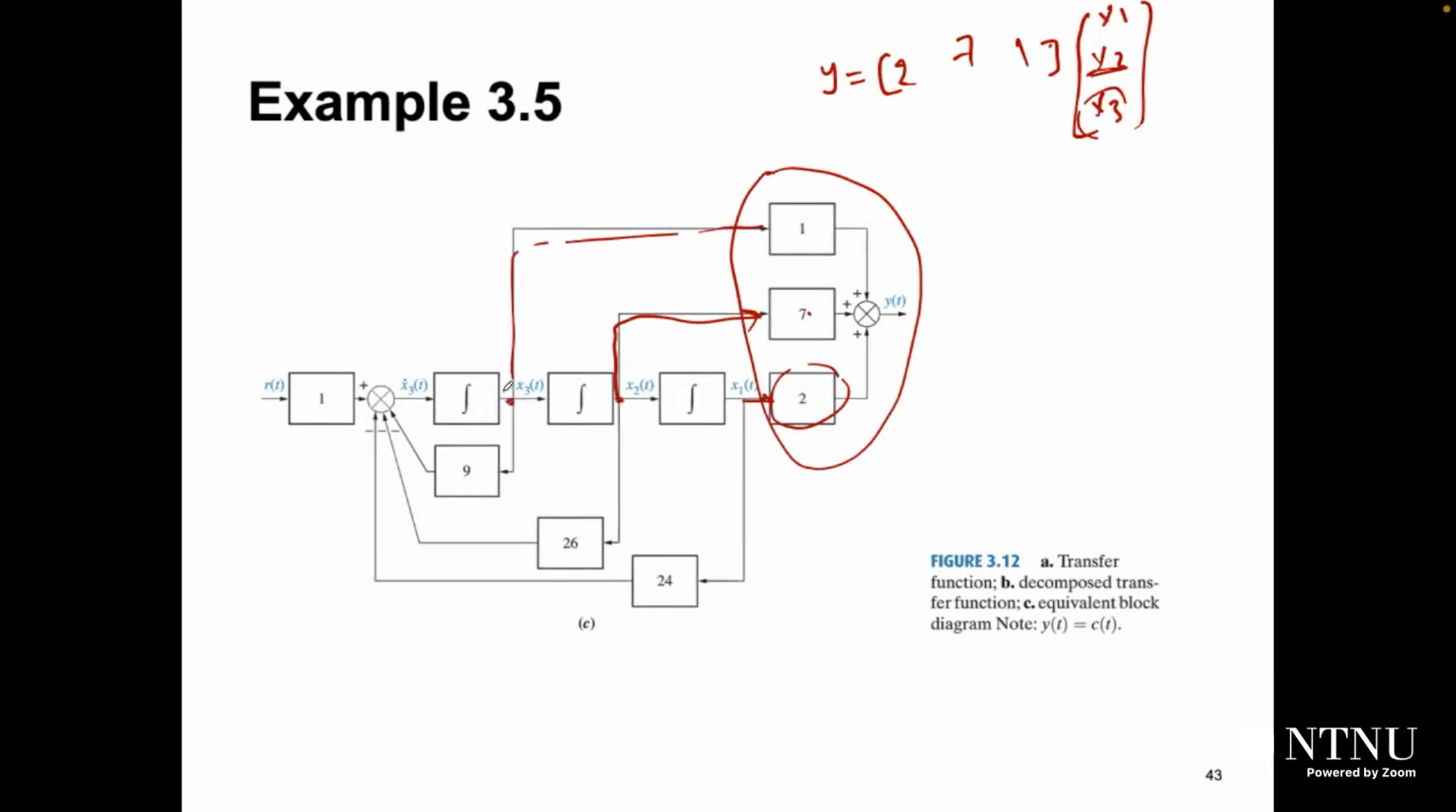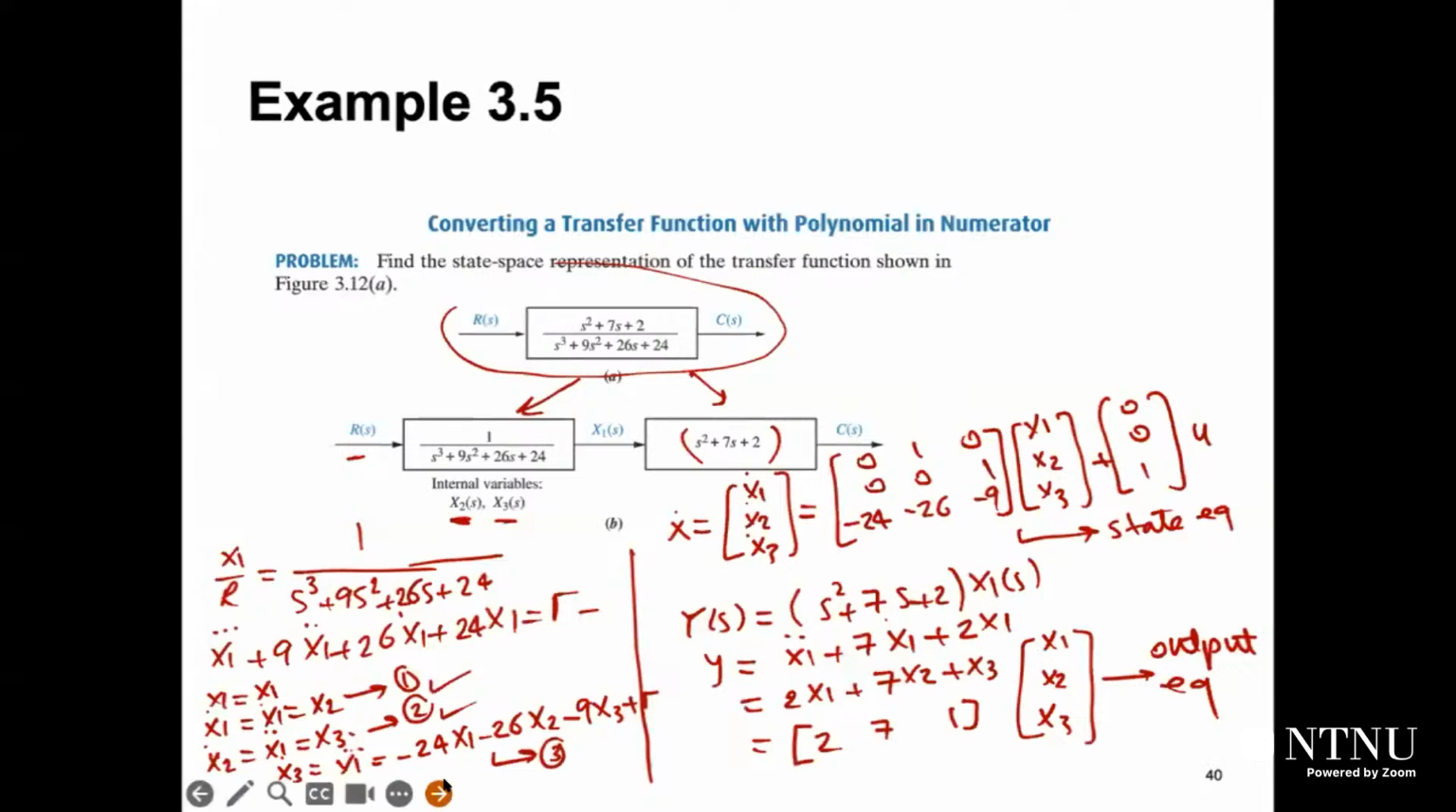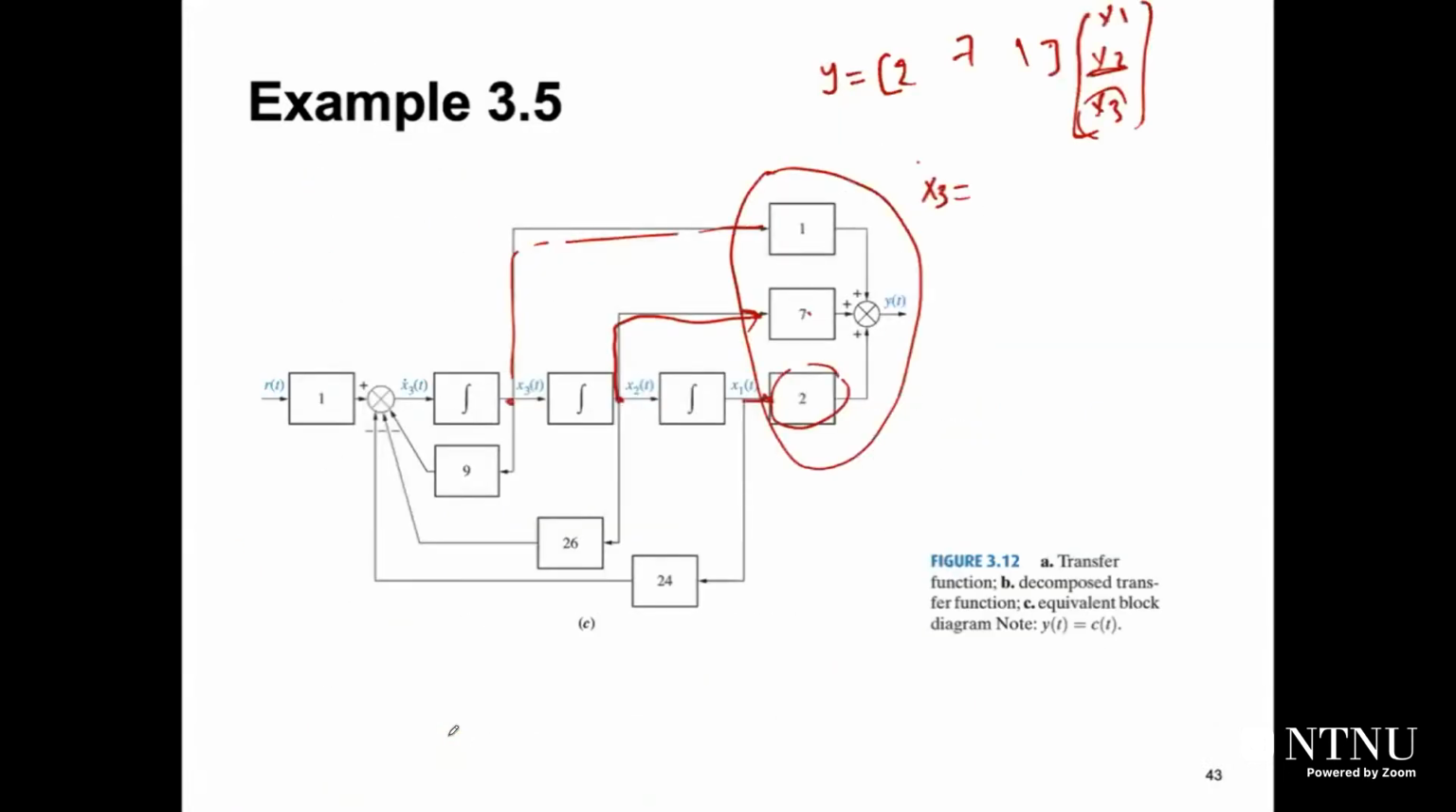And of course, for the state equation, we go to x3 dot. If we go back to the equation, what was x3 dot? From equation number 3, x3 dot equals minus 24x1, minus 26x2, minus 9x3, plus r, right? This is the third equation, if you can remember it. You need to draw it here, so I will do it here one more time.